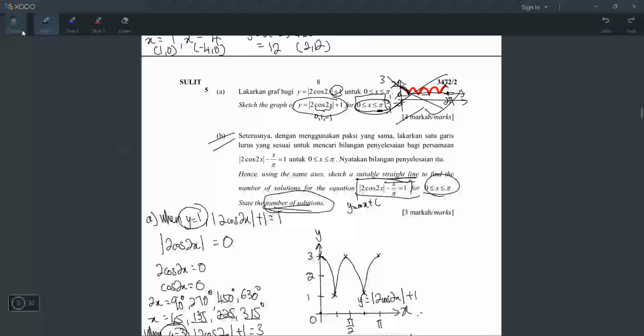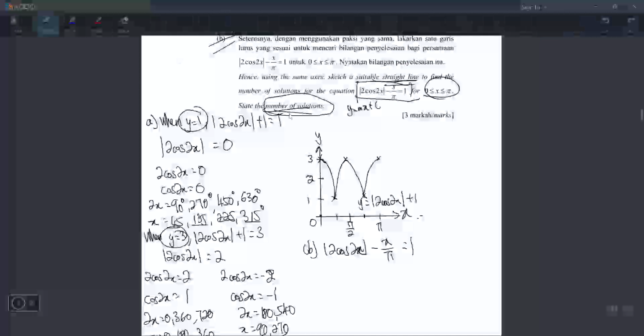And if you look at the equation they gave you, it is modulus 2 cos 2x. So maybe some student will say, oh, move the 1 here. It's useless, because this is plus 1. Plus 1, when you move it here, it becomes minus 1. So it's not useful. So what you should do is like this. You write down modulus 2 cos 2x. First thing first, you move the minus x over pi to the other side. It becomes 1 plus x over pi. And then you plus 1 on both sides. Okay. Then maybe some student will ask, wow, can you do it like this?